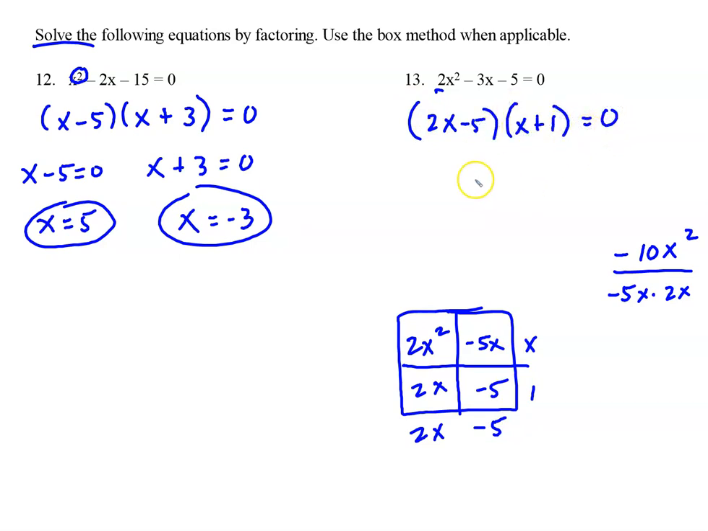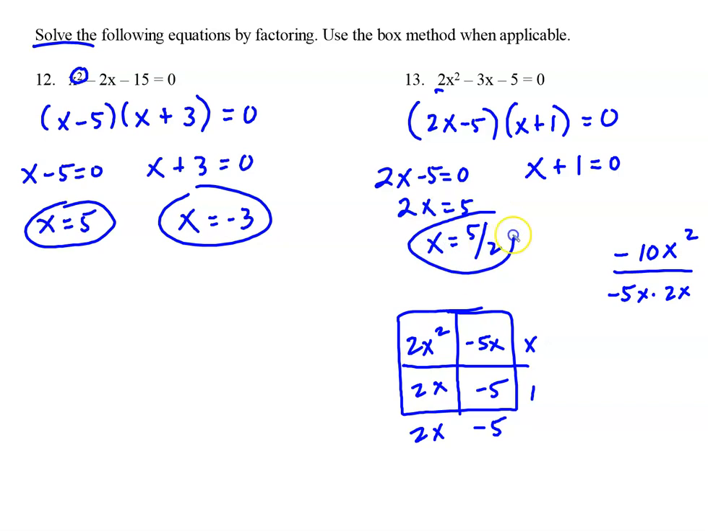And it's a good idea, if you've got time, to double check. Use FOIL, and make sure you can get back to this. So 2x squared plus 2x minus 5x is negative 3x, and negative 5 times 1 is negative 5. So the factoring looks good. Now just take each of your separate factors, set them equal to 0, and solve for your two solutions. So 2x is equal to 5, x is 5 halves. Here, x is negative 1.